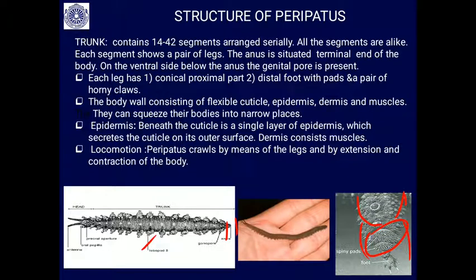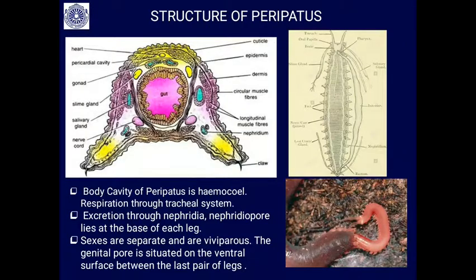So these muscles are helping them for locomotion, and it crawls by means of legs. These legs are used for locomotion by extension and contraction of the body; it moves, it crawls. You know, typical vermiform, like the movements of the millipede, similar types you can see here in this Peripatus. So this is the section of the body, what all you will see.